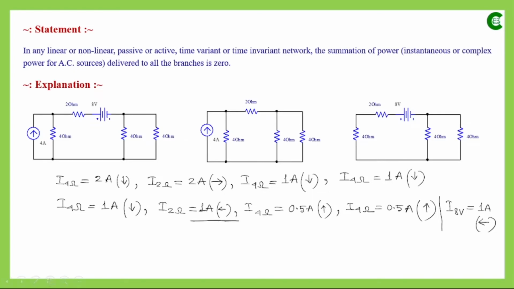By applying the superposition theorem, we have now found the current values through every branch or every component in the given network. Our next task is to find the power delivered by every energy source in that network, and the power absorbed or consumed by every passive element in that network.